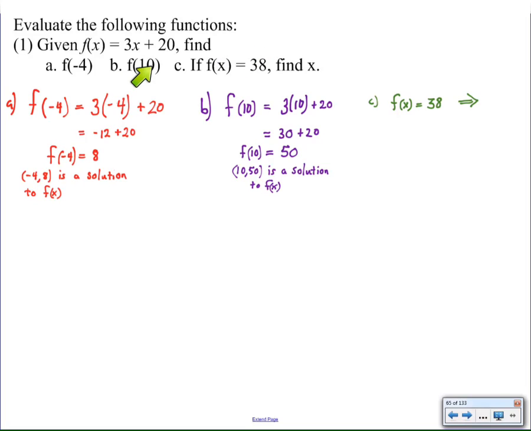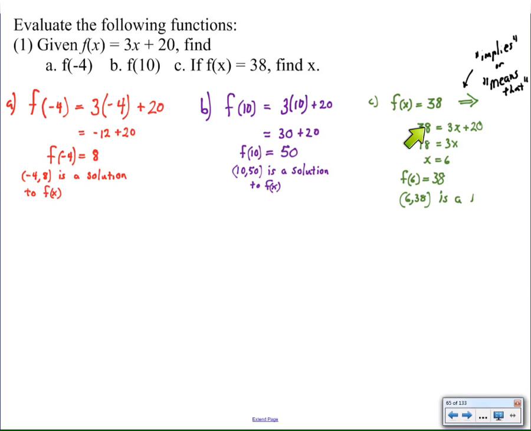Here is a different kind of question than this. Here, x has been replaced with 10. Here, x is unknown, but the y value, or f of x value, is 38. So that's a different kind of question. We need to get used to this notation. If the question is f of x equals 38, this is the implies arrow, which means implies or means that. So if f of x is equal to 38, that means that 38 is equal to 3x plus 20.